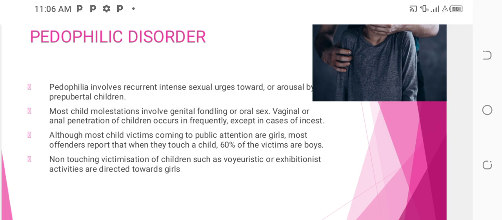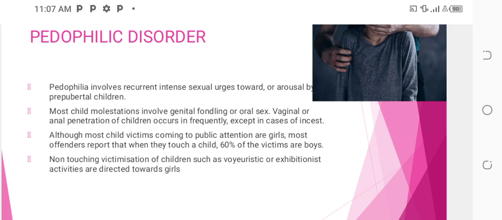The diagnostic criteria will have the same behavior which lasts at least 6 months: recurrent intense sexually arousing fantasies, sexual urges, or behaviors involving sexual activity with a prepubescent child or children, generally aged 13 years or younger. The individual has acted on these sexual urges, or the urges or fantasies cause marked distress or interpersonal difficulty. The individual is at least age 16 and at least 5 years older than the child or children in criterion A. Do not include an individual in late adolescence involved in an ongoing sexual relationship with a 12-year-old or 13-year-old.